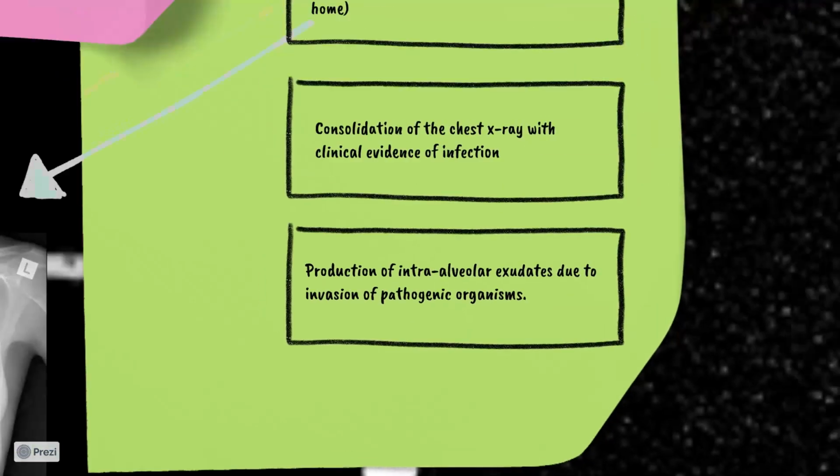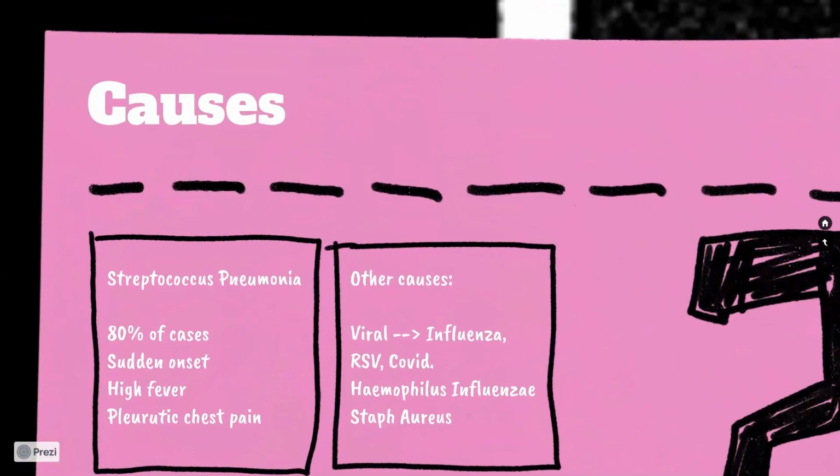There are multiple causes of community-acquired pneumonia, but the main cause is Streptococcus pneumoniae, which accounts for about 80% of cases. It has a very textbook presentation, which is a sudden onset febrile illness with pleuritic chest pain. There are also viral causes such as influenza, RSV and COVID, and other bacterial causes such as Haemophilus influenzae and Staphylococcus aureus. Of note, Staphylococcus aureus is most common after a recent influenza infection.